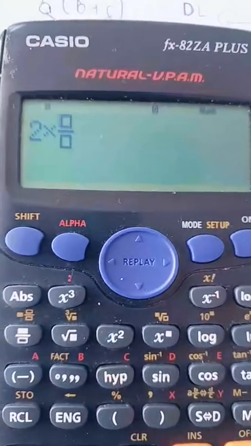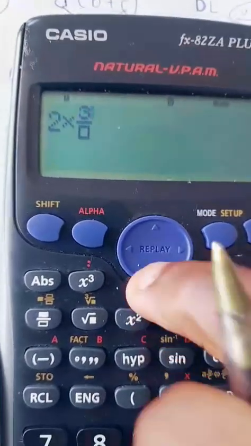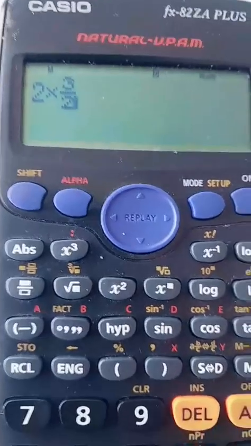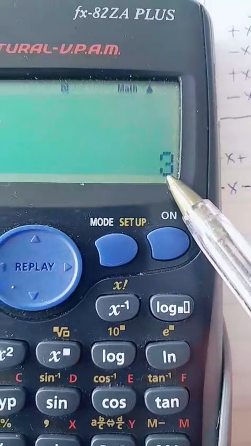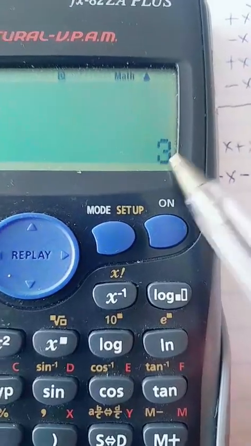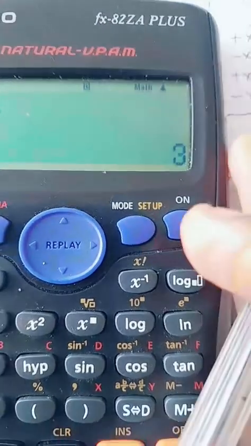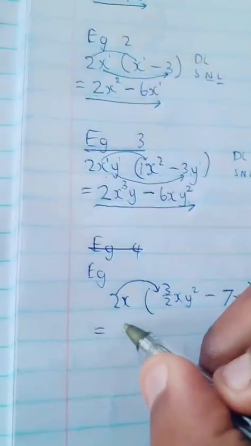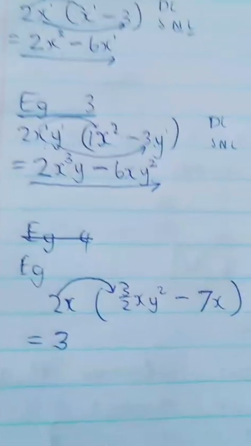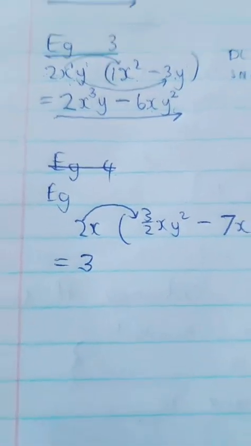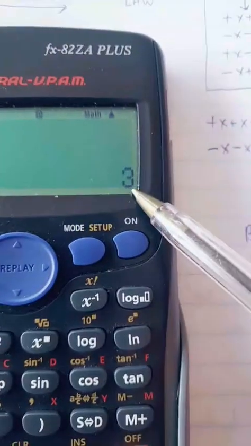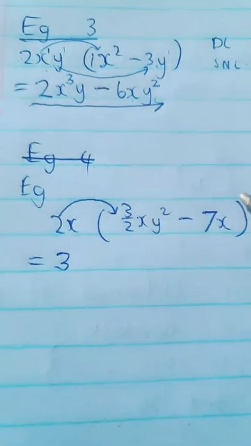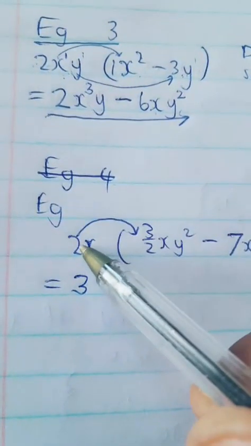Or you could take your calculator and punch this in, to make life easy for yourself. 2 times 3 over 2, equals. Look at the answer. There it is. So really and truly, there are 2 ways of doing this. You simply go to your calculator and say 2 times 3 over 2, and your calculator gives you 3. It makes life very easy so that you don't have to think much. That's the number, done.